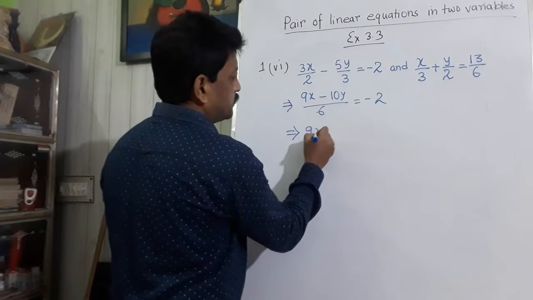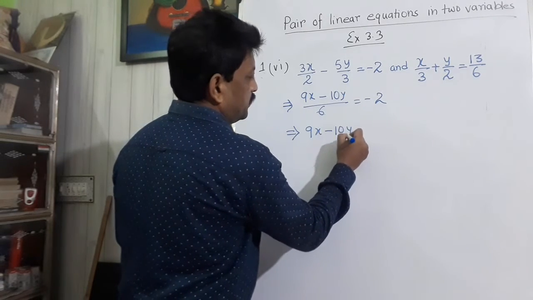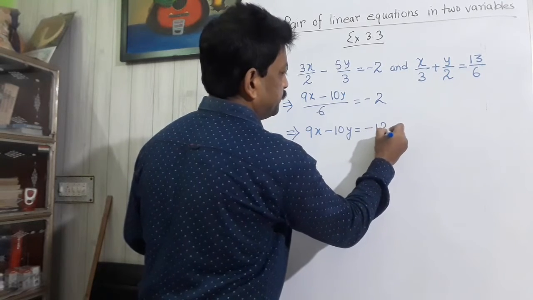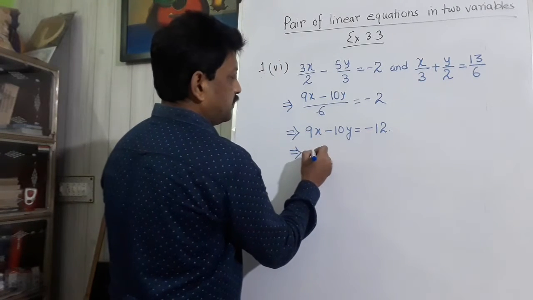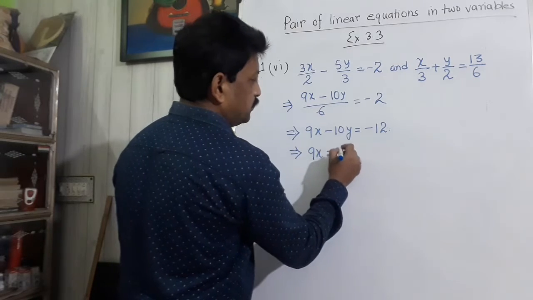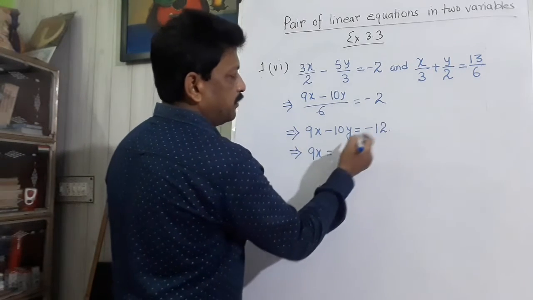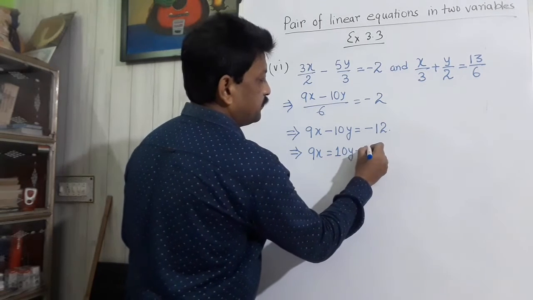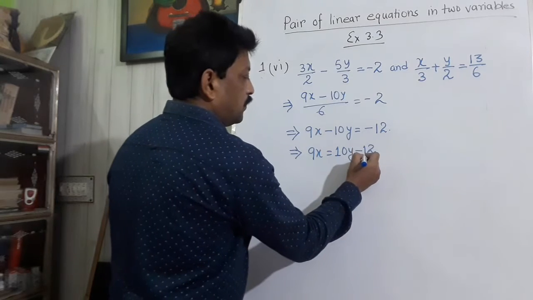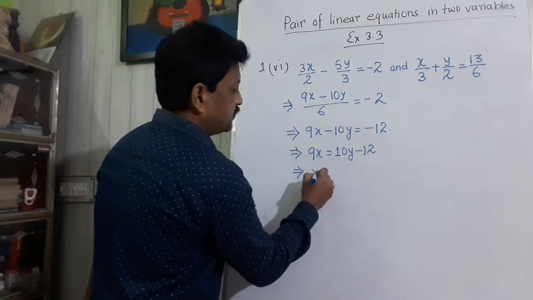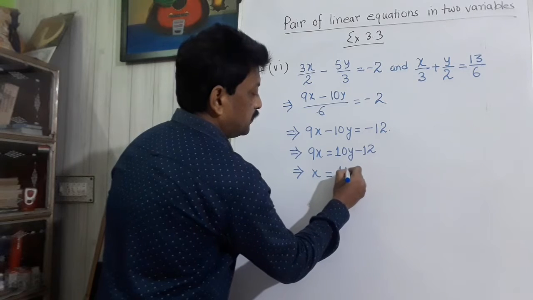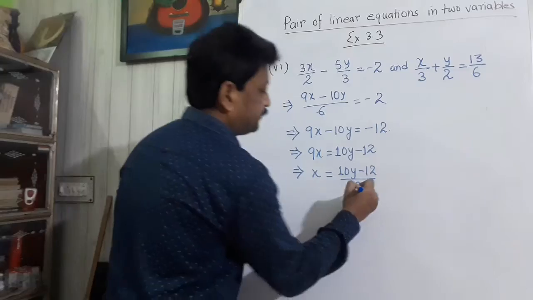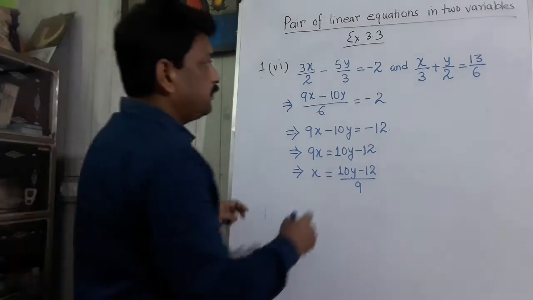Or 9x minus 10y equals minus 12 by cross multiplication method. Or we can write 9x equals this minus 10y will become plus 10y. So 10y minus 12. Or we can write x equals 10y minus 12 upon 9. This is the first equation.